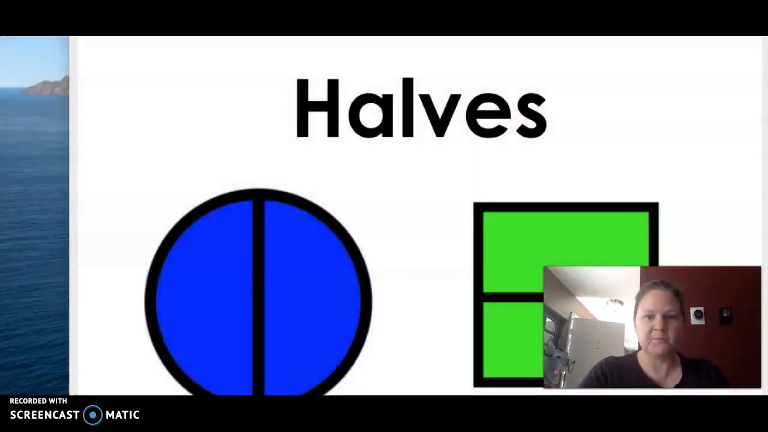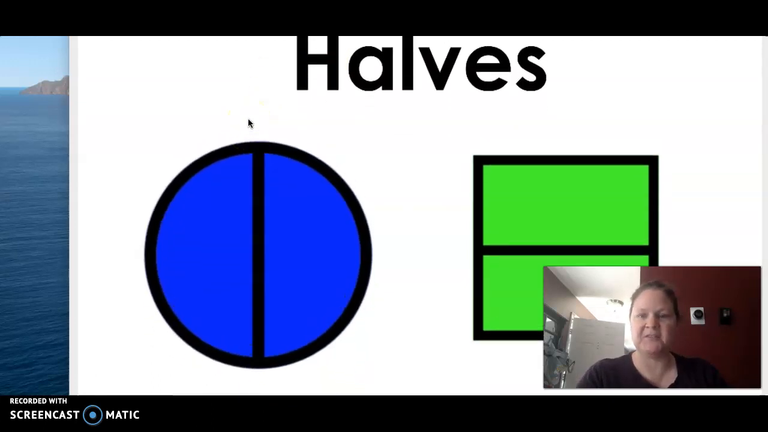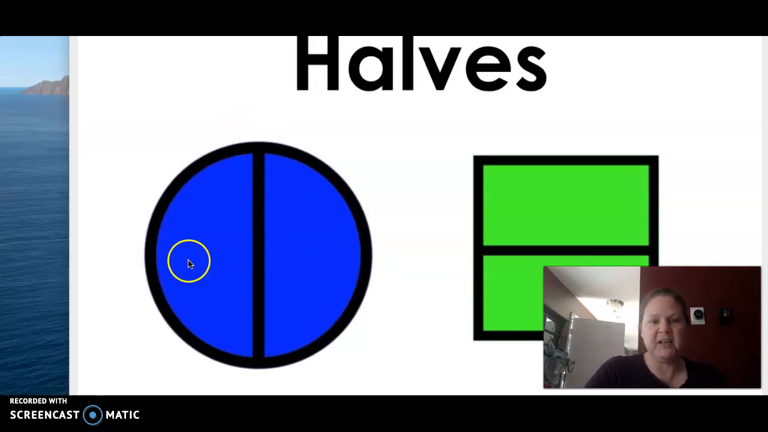Okay. Hi, guys. We are going to start by talking today about halves. Can you see my screen? Halves. Everybody say halves. Remember, halves, and we have two parts. You see how this circle and my square are cut into two parts? This is a half. This is a half. And if it's a fraction, it has to be equal parts. So this is equal to that.